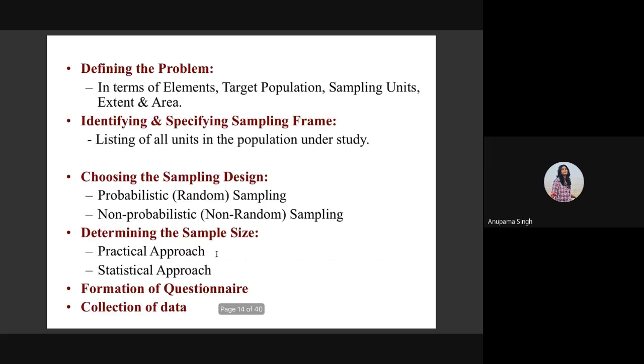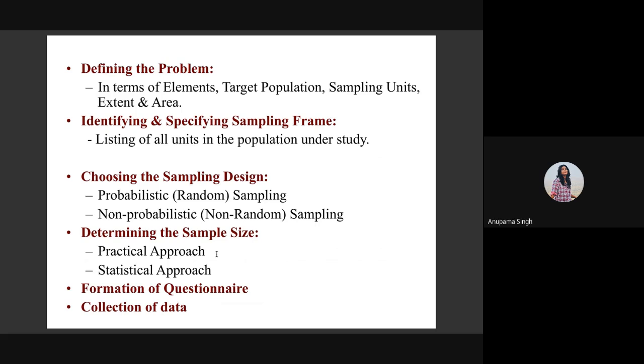Now we come to our major topic of discussion, that is how should we develop a sampling plan so that we are able to give better results or better outputs. So in some places you will see it is a 5-step process, in some places you will see it is a 7-step process, but what is more important is what kind of steps you are studying, right?